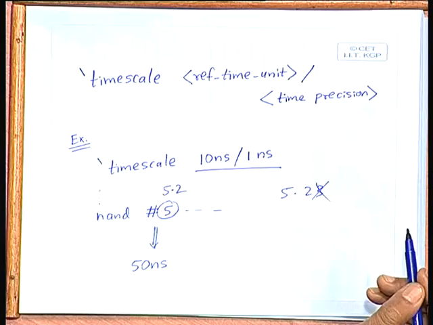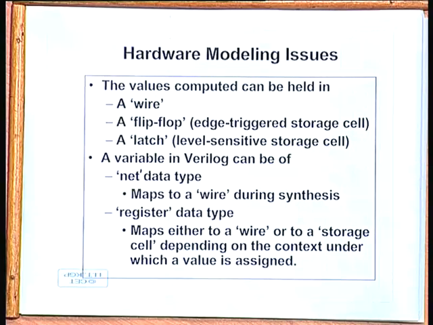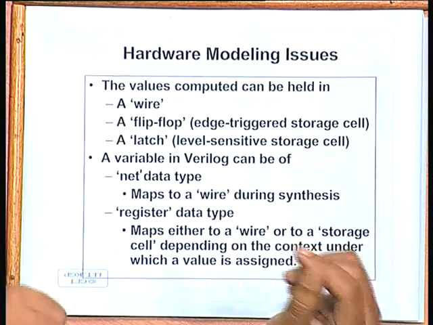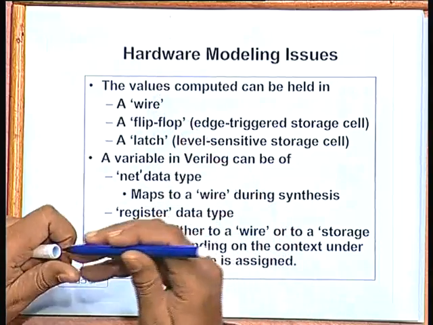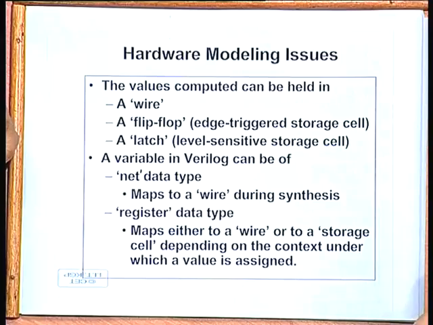Okay. Well, now let us come to some of the hardware modeling issues. Now here we have seen some examples of some modules. We have seen that we can calculate values in some statements that can be an assign statement, or in one example we have seen that we can use something like an always block. Inside the always block we can also do some computation. We had seen that count equal to count plus 1. So we are computing some value. Now after computation the value must be held somewhere.